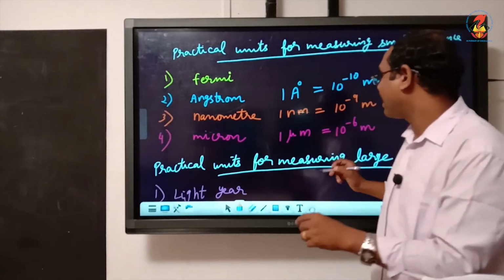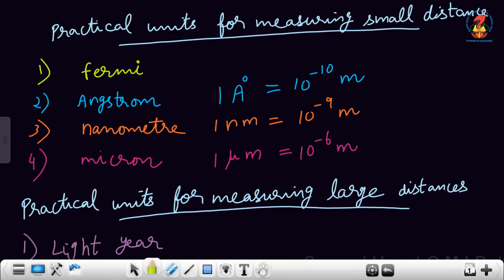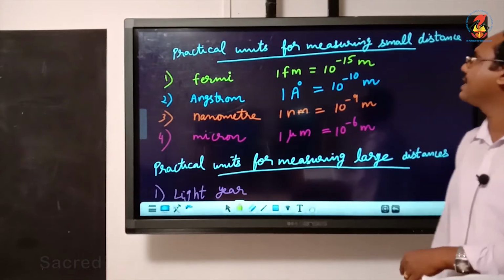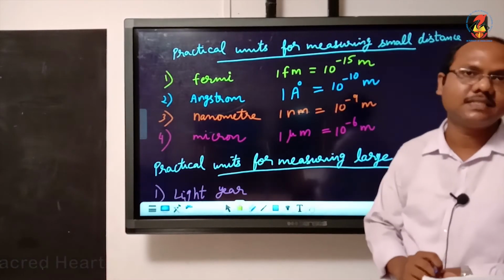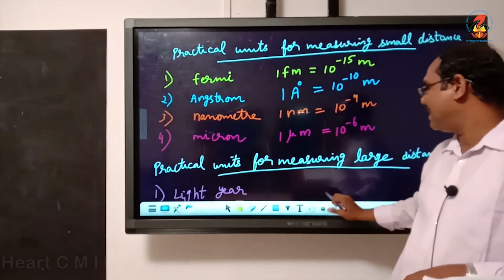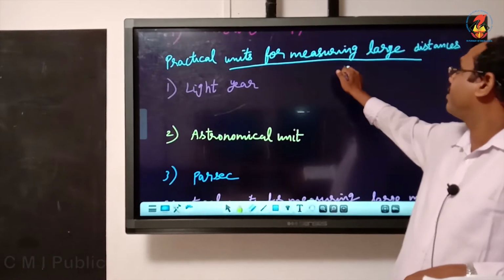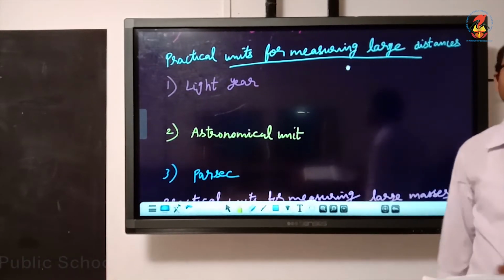So we will write like this: 1 Fermi meter is equal to 10 raised to minus 15 meters. So these are the practical units for measuring small distance. Now let us see some practical units for measuring large distance.